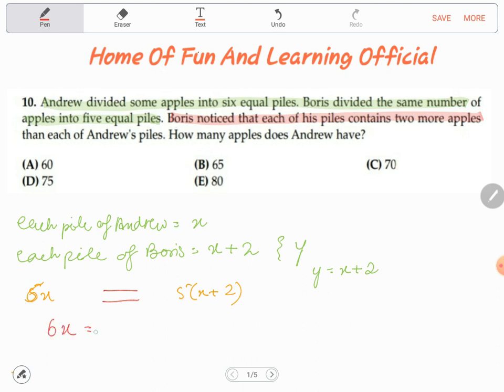6x equals 5x plus 10. x will be equal to 10. So each pile of Andrew has x apples. Now x will be multiplied by 6, and that will give us 10 multiplied by 6. That will give us 60 apples, the total number of apples Andrew had, and the same was for Boris, they are 60. So the answer to this question is simply 60.